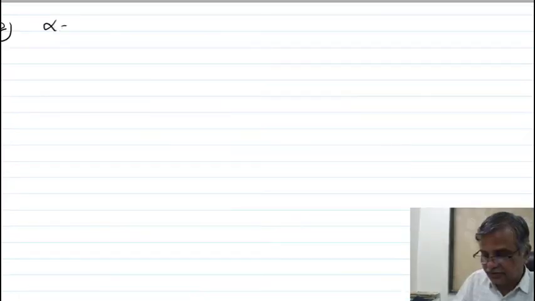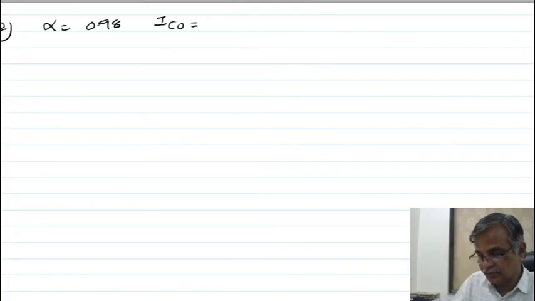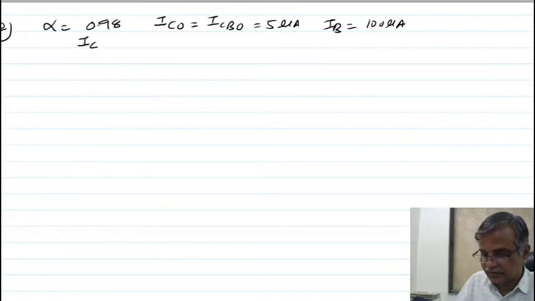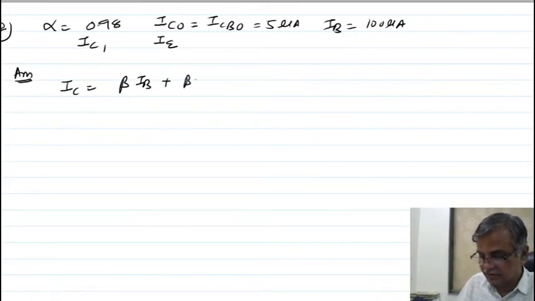See, for a given transistor, alpha is 0.98, ICBO is 5 microampere, base current is 100 microampere. Calculate collector current and emitter current. Answer. You must be knowing this equation: IC is nothing but beta IB plus beta plus 1 times ICO. You already know that beta is alpha upon 1 minus alpha.